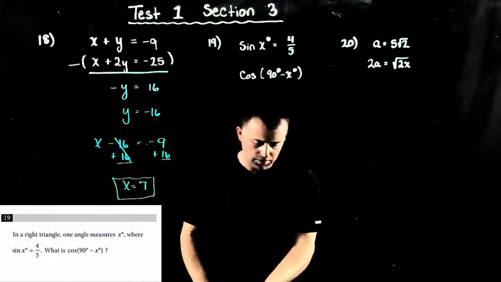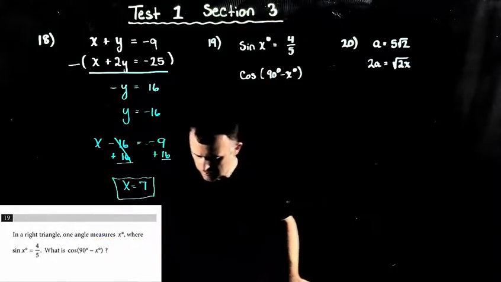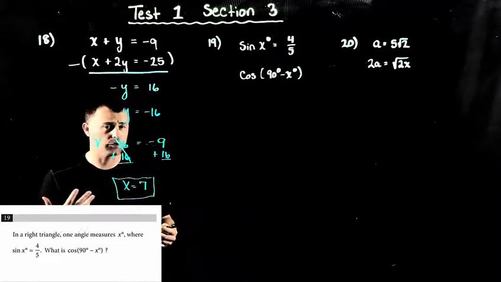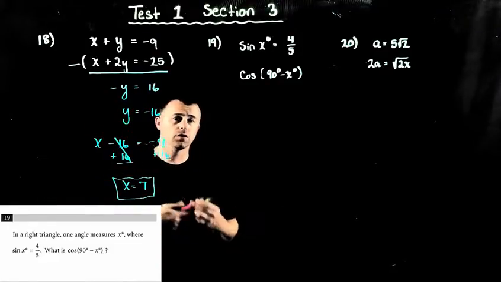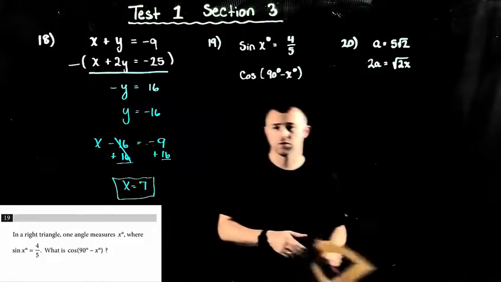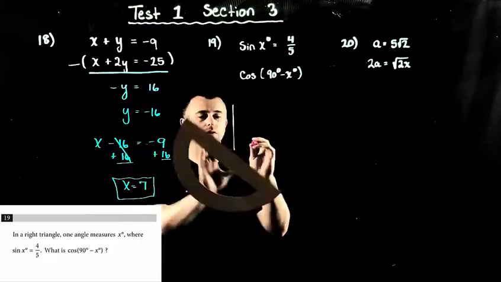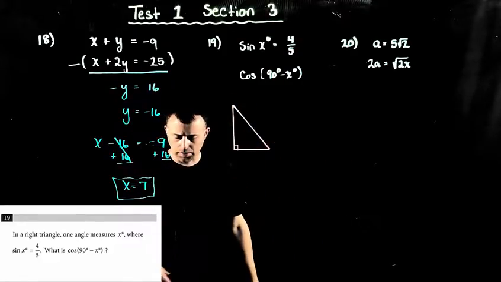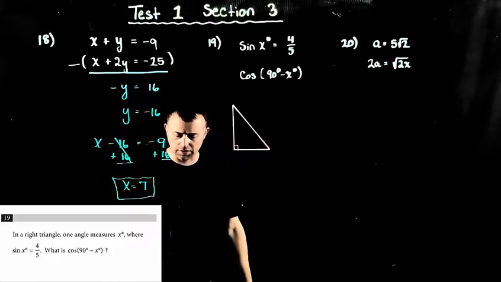Number 19 is dealing with a right triangle. Anytime you're dealing with geometry or trig or anything like that, you're going to want to draw the triangle that it's describing. So let me go ahead and draw that real quick. So I have a triangle here. They say sine of x is 4/5.